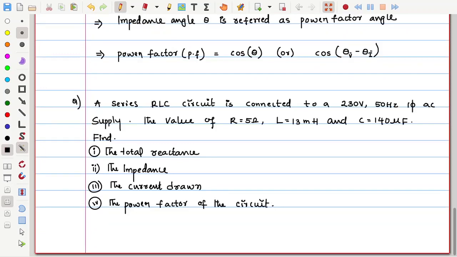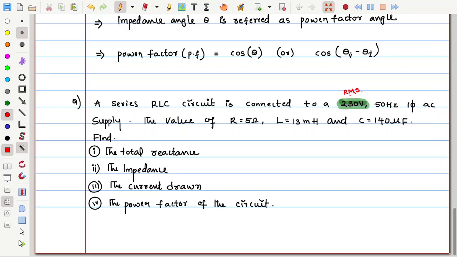So a series RLC circuit is connected to a 230 volts 50 hertz single phase supply. See here, the voltage is given for us. Remember carefully that whenever voltage is given, the given voltage is treated as an RMS value. They will not specifically say that it is the RMS value of the voltage. Treat this as the magnitude of the given voltage.